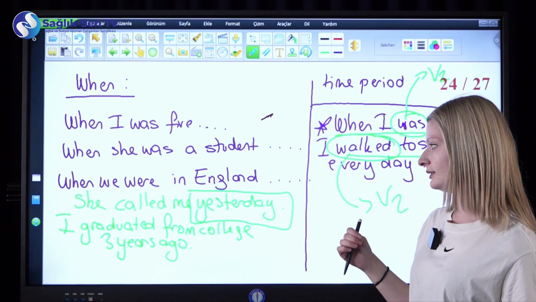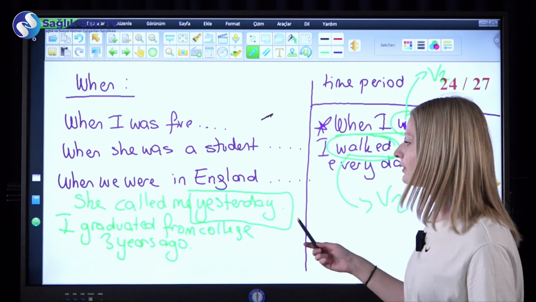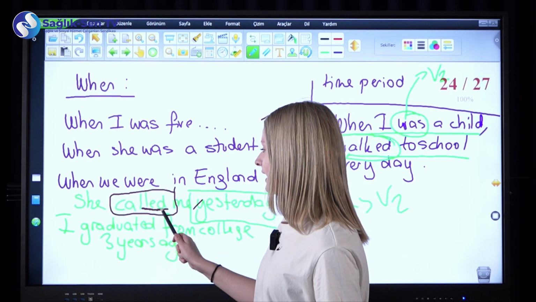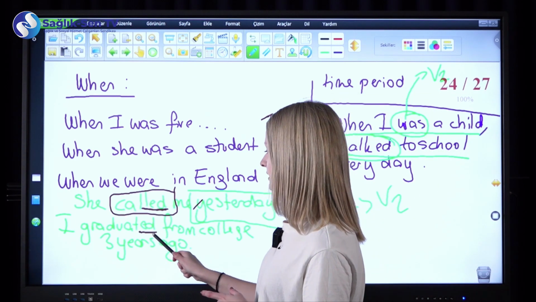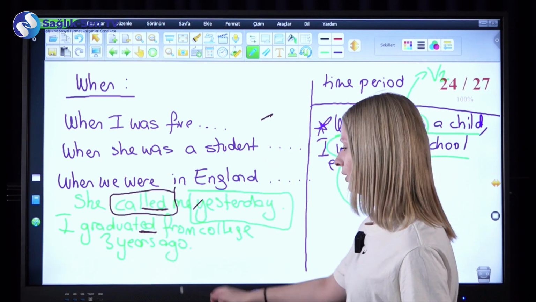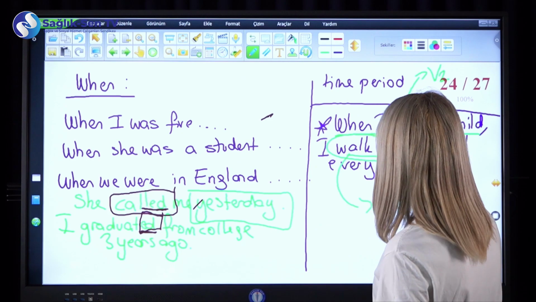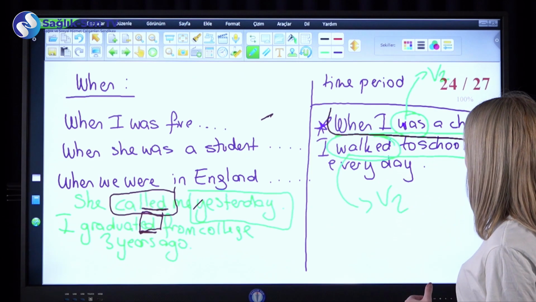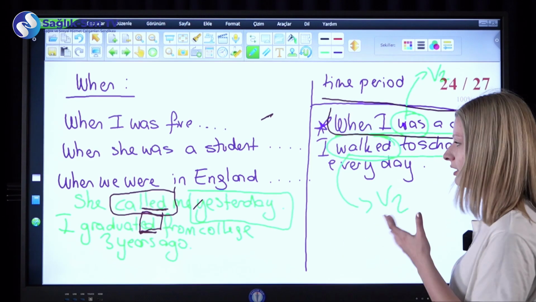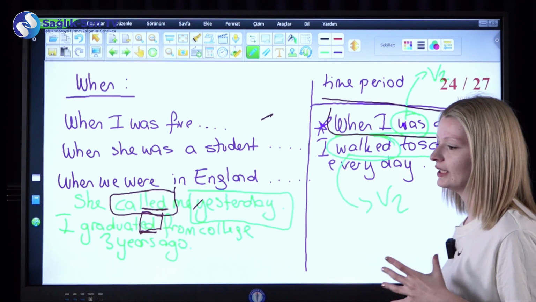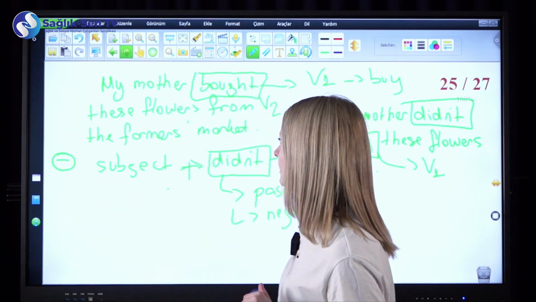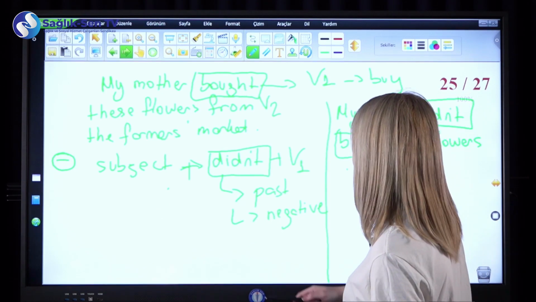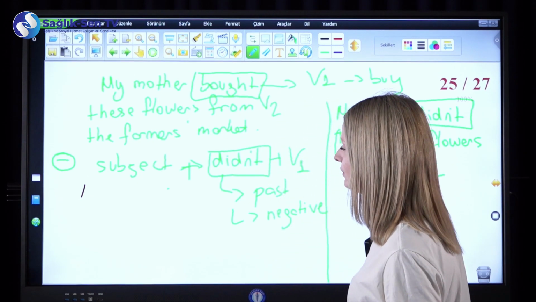She called me yesterday. Then we have given some examples. She called me yesterday. This is a regular verb. We added ed. I graduated from college 3 years ago. Again, this is a regular one. When I was a child, I walked to school every day. This gives us a time period, a period of time. So I can understand that this happened in the past. Then we have given some examples using the irregular verbs, and we jump to the negative forms.